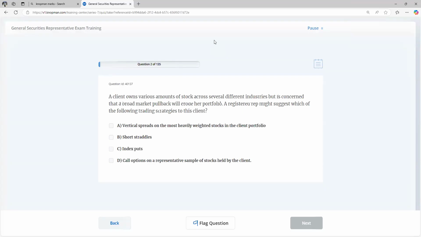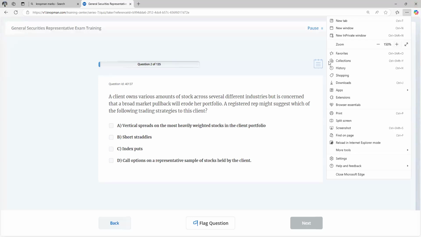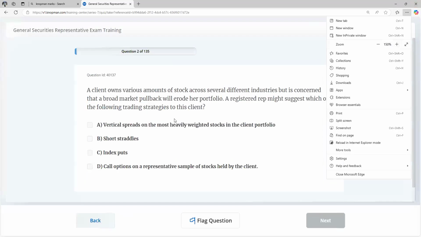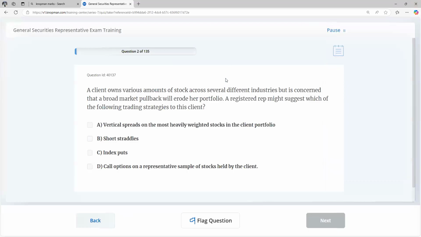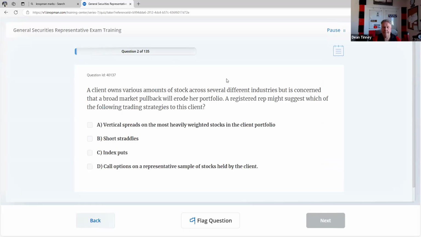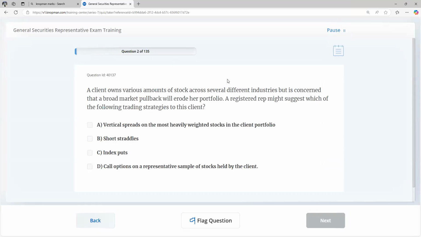She is concerned about the pullback. I want to go with the short straddles, that's where I'm leaning. But index puts would also help with the pullback eroding her portfolio. So which one are you picking? I need to read this one more time.